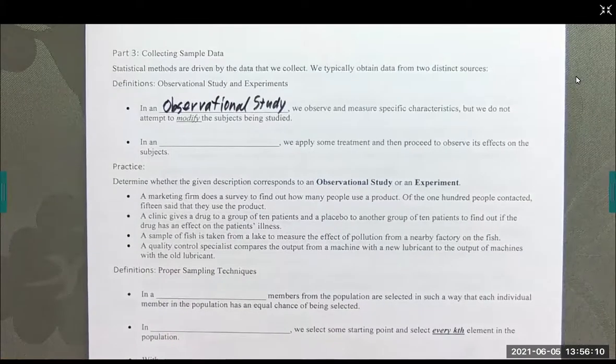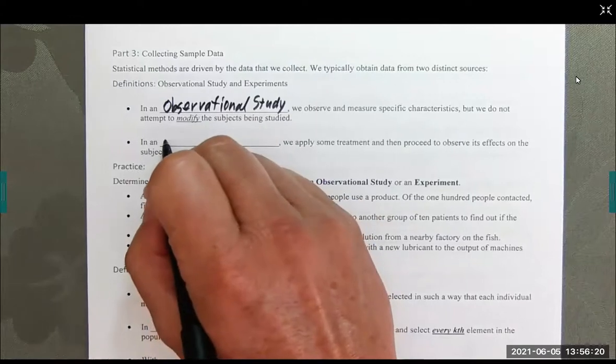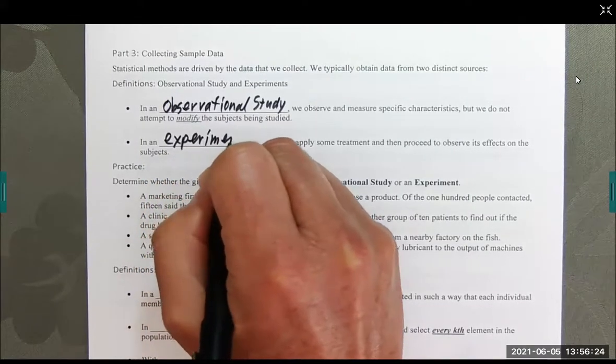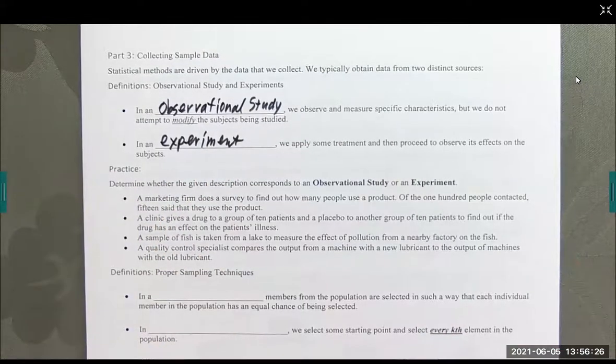In an observational study, we observe and measure specific characteristics, but we do not attempt to modify the subjects being studied. That's versus an experiment. We apply some treatment and then proceed to observe its effects on the subjects.